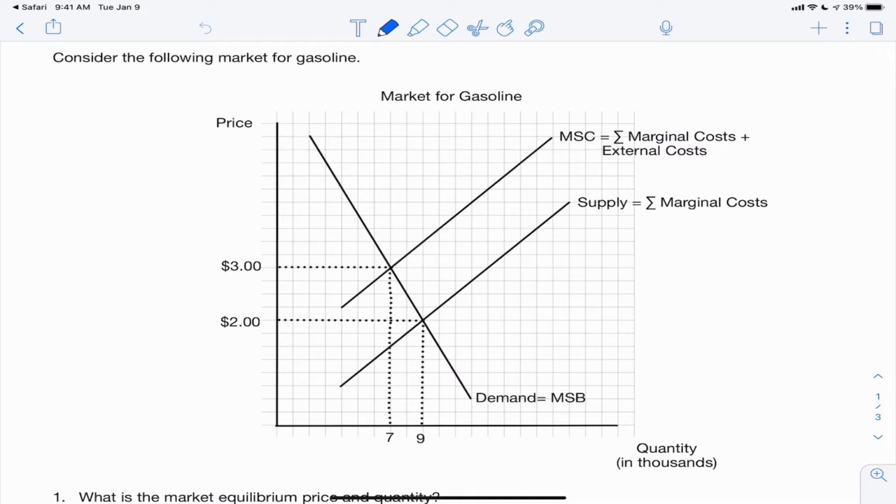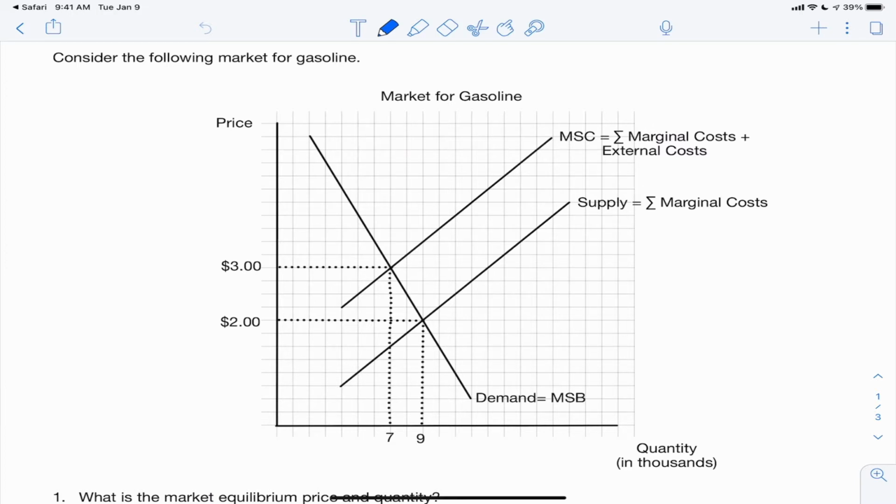All right, here we have a market for gasoline that looks a little bit unusual in so much as the supply of gasoline is not the marginal social cost of gasoline. And so this is indicative of the fact that there are some externalities in play here. So let's take a little bit of a look here.